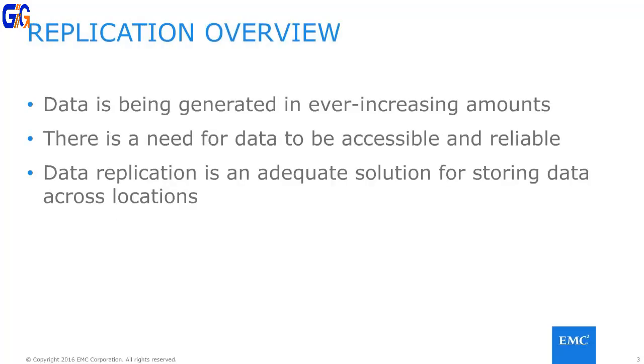Storage and IT administrators can be challenged with keeping their data available in the face of natural disasters, power loss, and network failures. Losing access to a LUN or file system is simply not an option. To this end, data replication is an adequate solution for storing data concurrently across locations. For example, a disaster recovery site can be set up a distance away from the production data center, so disaster scenarios can be survived by the recovery site.